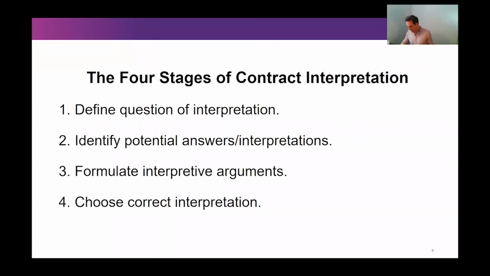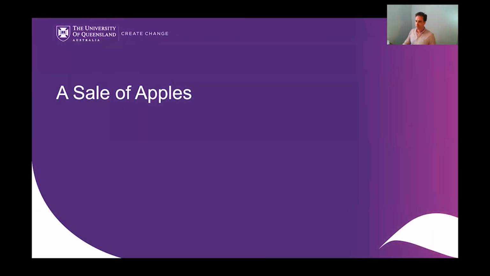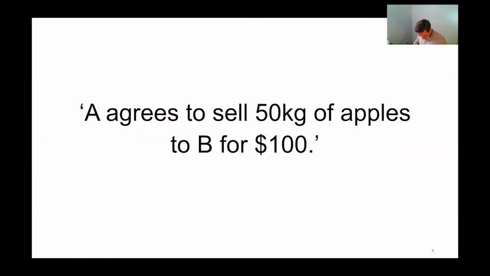Now that might be a bit hard to digest on its own. So I'm going to run through a few hypotheticals and I may go a bit over time, but then I'll look at a couple of real cases. So imagine this fairly simple contract. Party A agrees to sell 50 kilograms of apples to Party B for $100.